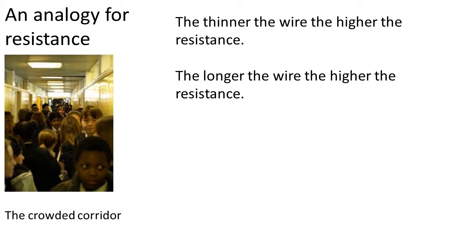And also, the longer the wire, the higher the resistance. Your whole journey down that wire is going to be more difficult because there's more overall resistance. There's going to be more collisions. So that's an analogy for resistance, the crowded corridor analogy.